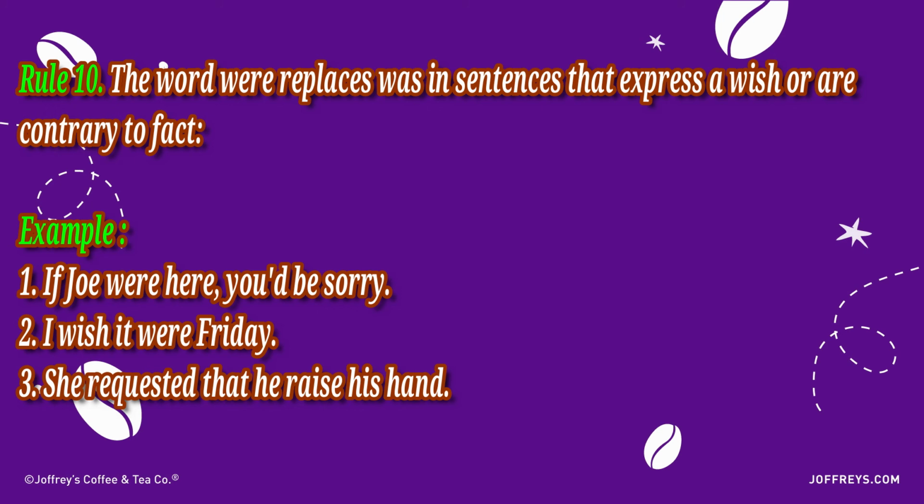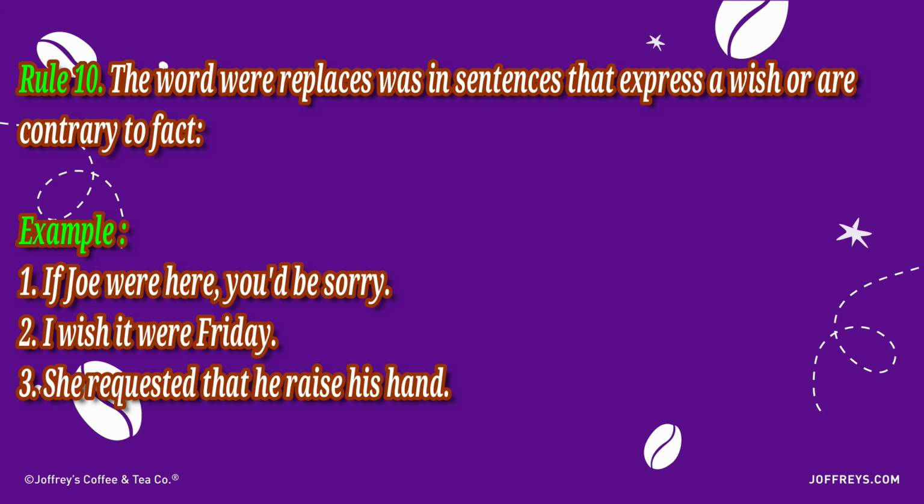Rule 10. Use the word "were" in place of "was" in sentences that express a wish or are contrary to fact. Example: If you were here, you would be sorry. Shouldn't "you" be followed by "was," not "were," given that "you" is singular? But you isn't actually here. So we say "were," not "was."